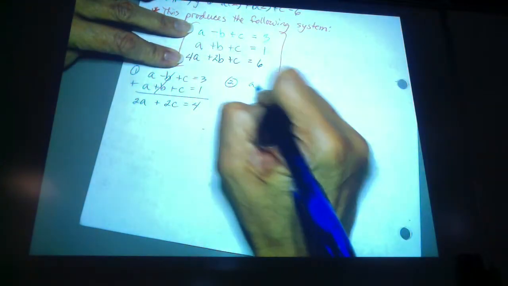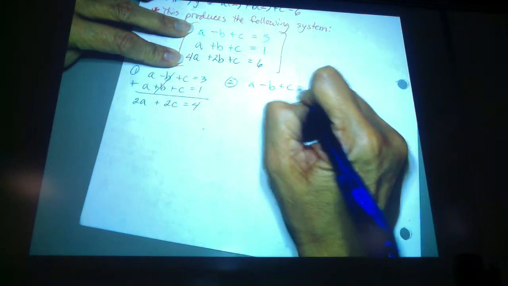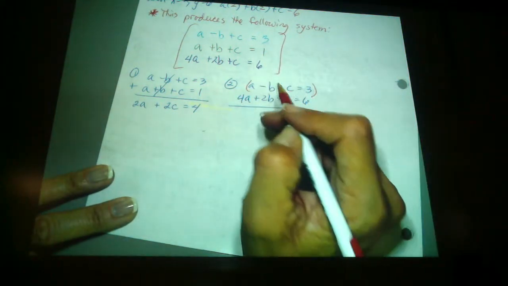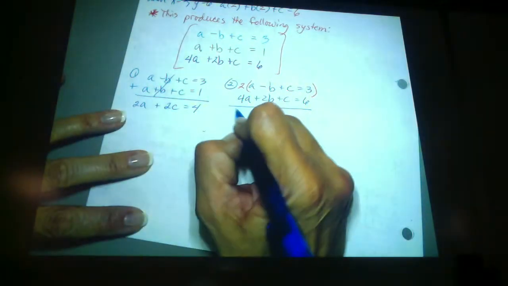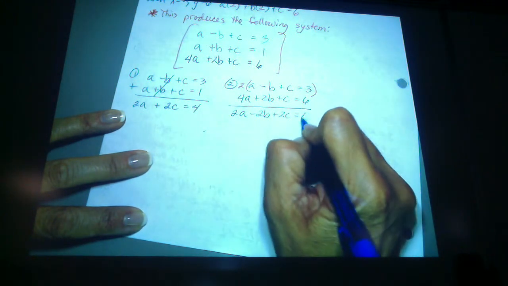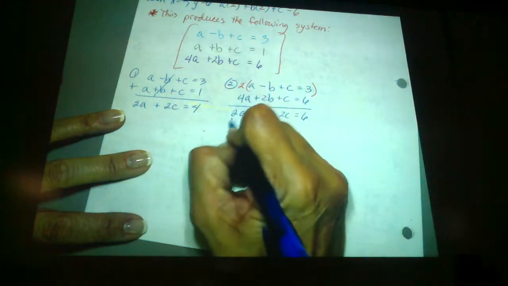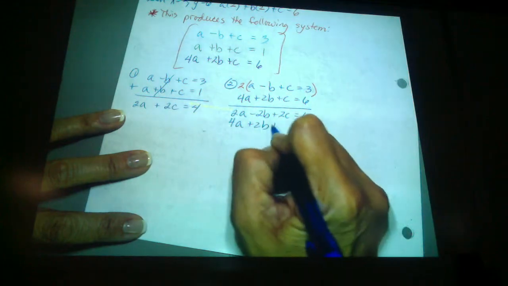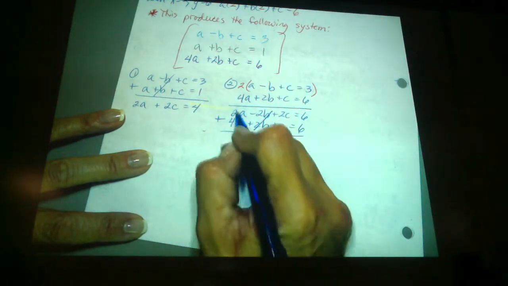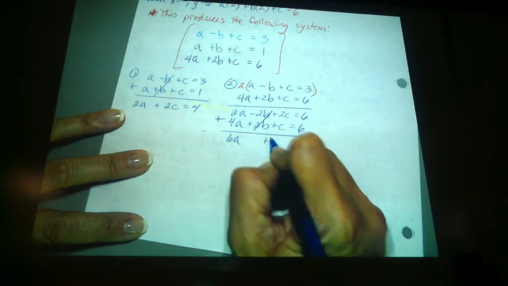So we're going to take a minus b plus c equals 3, and then the 4a plus the 2b plus the c equals 6. We're going to have to multiply that first equation by just a 2. No need for a negative. And we get 2a minus 2b plus 2c. And don't forget to multiply the 3 to get 6. Bring down the second equation that we didn't touch. And now add. So my b's do indeed drop out. I get 6a plus 3c equals 12.